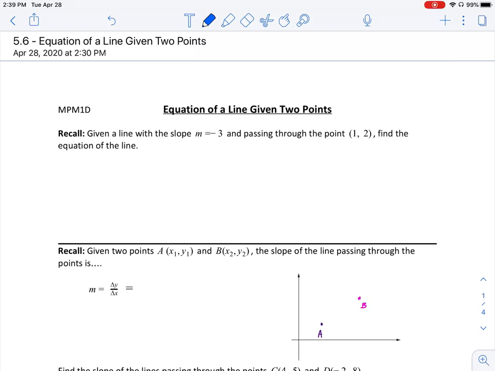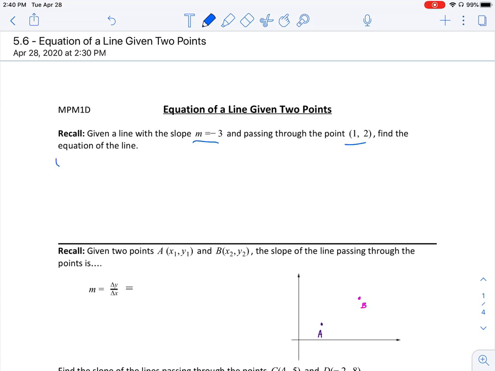So last lesson we talked about the equation of a line given a slope and a point. Today we're going to be talking about the equation of a line when you are only given 2 points. So, quick recall: given a line with a slope of -3 and passing through the point (1, 2), find the equation of the line.